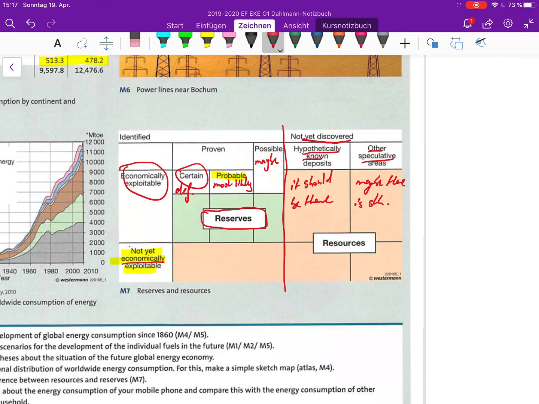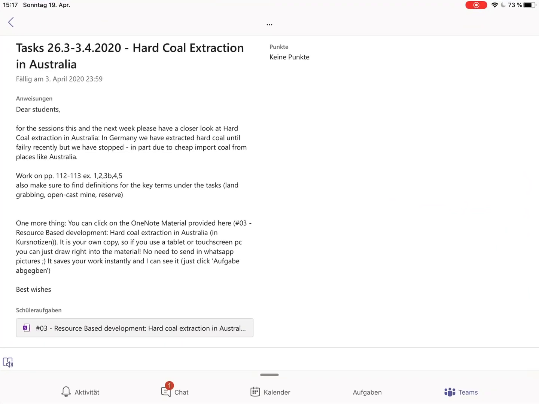That was this for this exercise. Let's go to your other exercise. So you had the job of working on hard coal extraction in Australia. For the sessions this next week, please have a closer look at hard coal extraction in Australia. In Germany, we have been extracting hard coal up until fairly recently, for example, in the Ruhrgebiet, right? In part, but now we have stopped with it in part due to cheap import coal from places like Australia.